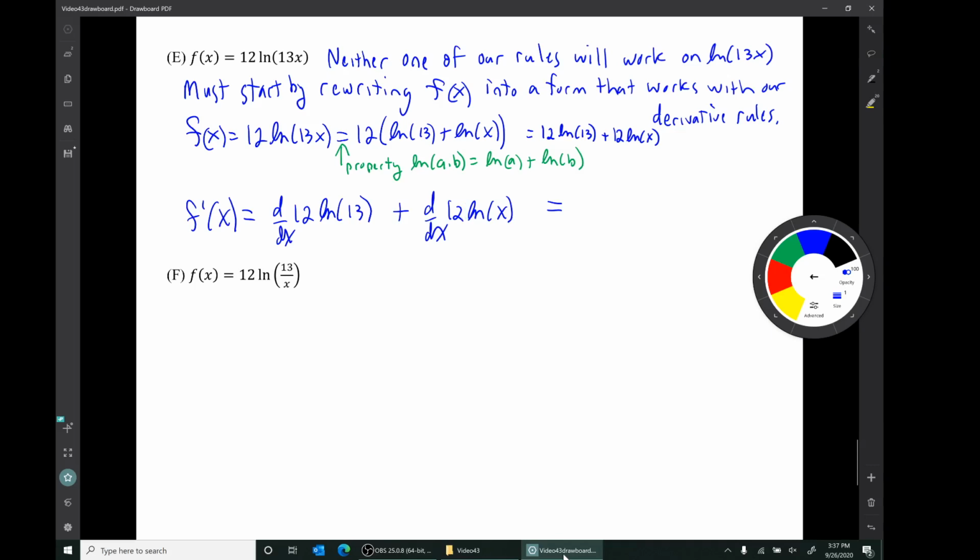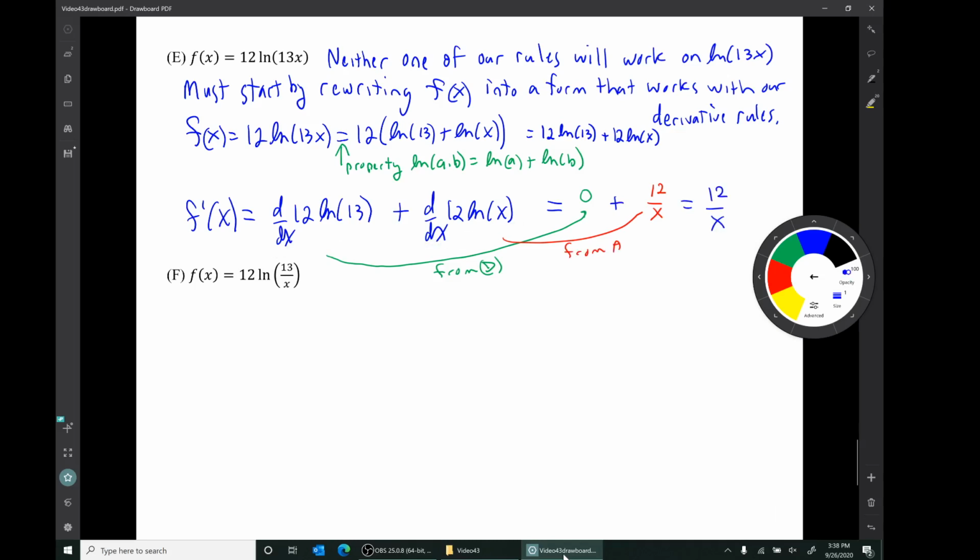Well, notice that we recognize these results. We've done these before. This derivative we did in question D. We got the number 0. This derivative we did in question A. We got the result 12 over x. So the end result is 12 over x.